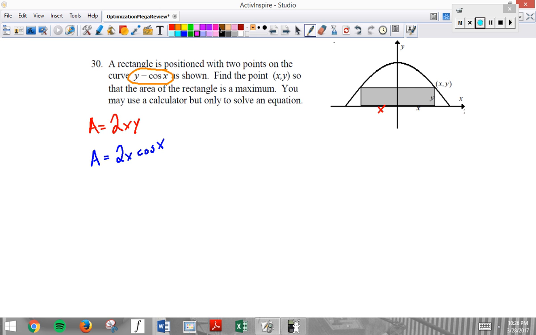What is the domain of this function? 0 has to be less than x. X had to be some positive number to get this rectangle. X can wander all the way over to this intercept. What's the intercept for cosine? You should have said pi over 2.